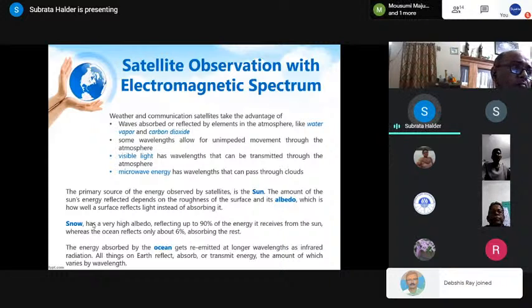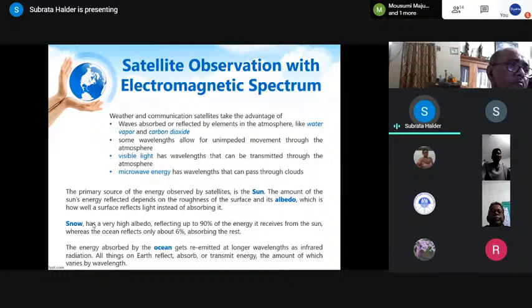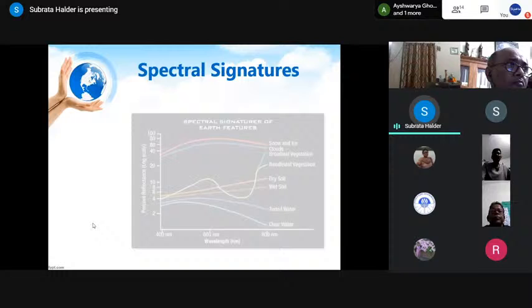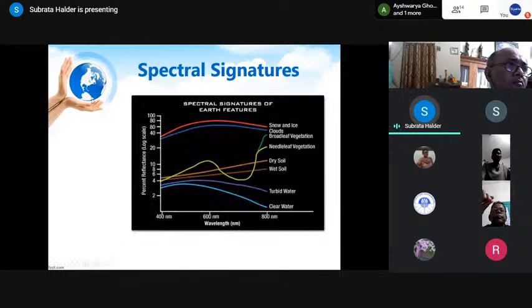All things on the Earth reflect, absorb, and transmit energy, the amount of which varies with the wavelength. Spectral signature. Here we see the spectral signatures: this red line is snow and ice, this blue line shows the clouds, and this yellow line is the vegetation. This light brown is dry soil, and this deep brown is wet soil, this blue line is turbid water, and light blue is clear water.